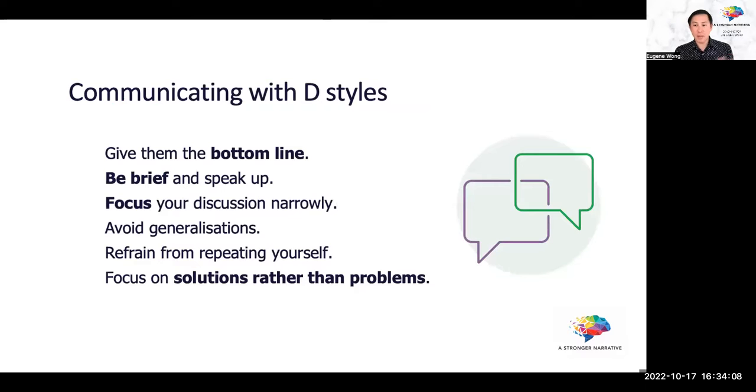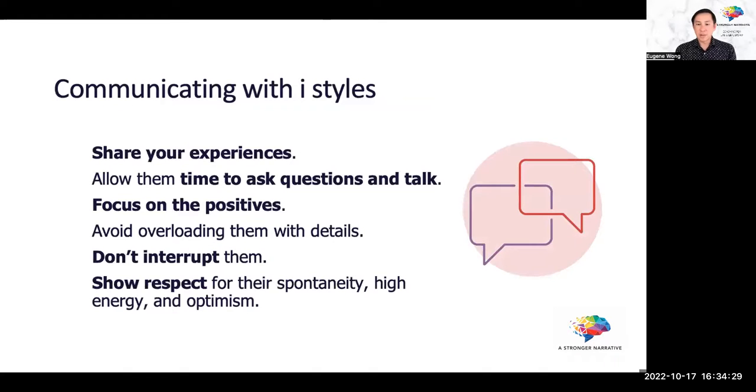And so here's the wrap up. When you're communicating with people who are high D, give them the bottom line, be really brief, focus things. Don't waffle, don't go all over the place. Don't give generalizations. They want facts, and focus on solutions rather than problems, because they want to feel like they're going forward. When you're dealing with people who care about influence, talk about your experiences, because then they will feel like they identify with you.